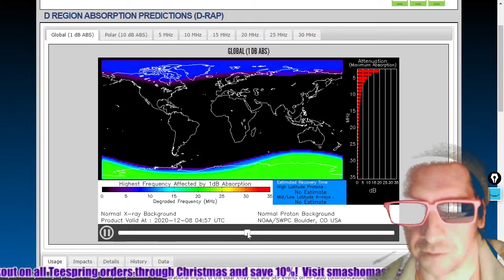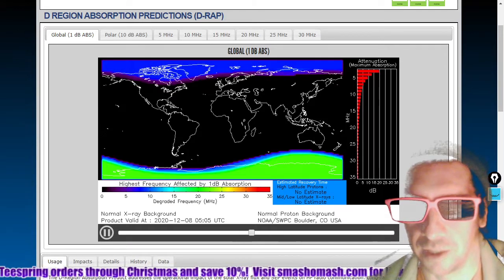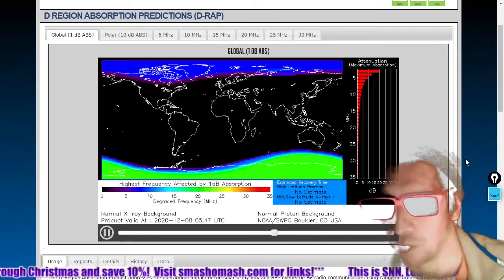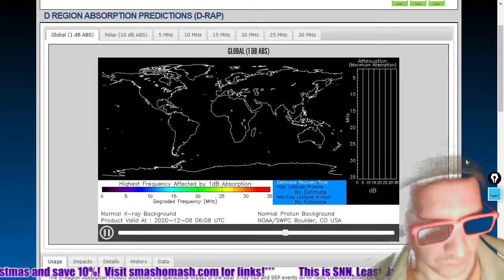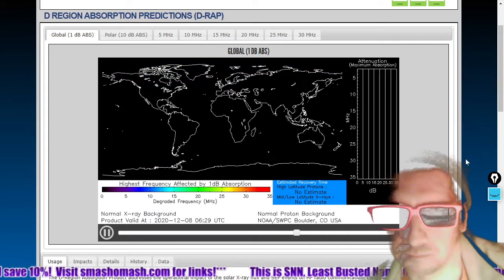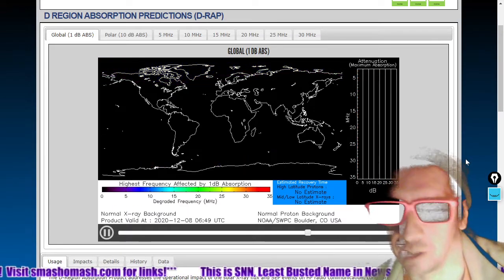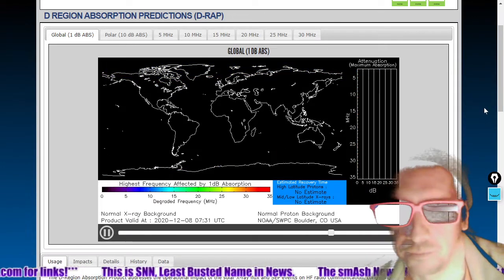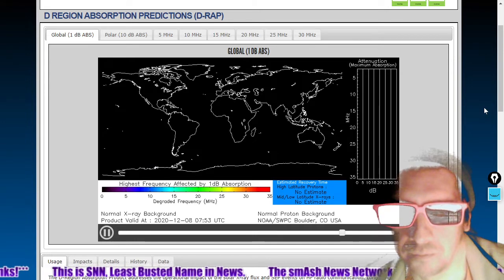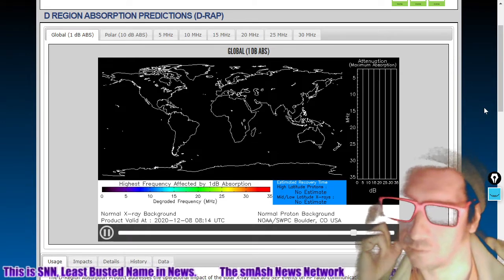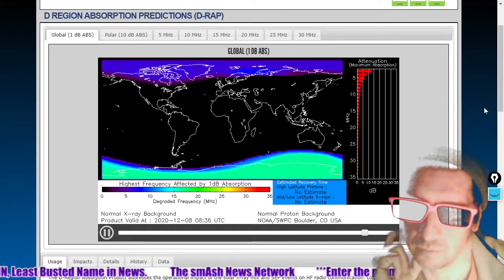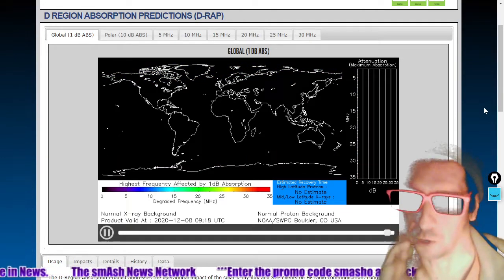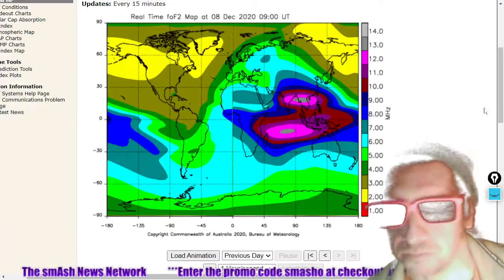Let's just advance this manually. There you can see that is a result of the protons showing up again. The protons are back. And we're expecting a larger uptick when that coronal mass ejection strikes. There you can see some signal absorption at 1 decibel around the poles.